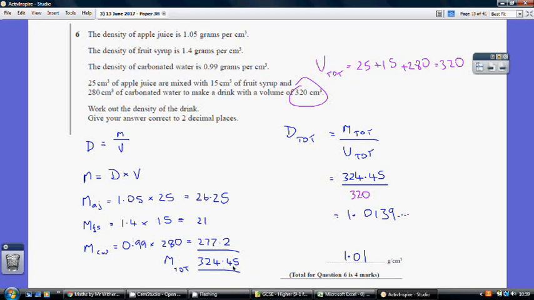324.45. Now we know their total volume just by adding up the volumes we are given, which is 25, 15 and 280. So we know the total mass, and the total volume is 320. So the total density must be the total mass divided by the total volume, 324.45 divided by 320, which is 1.0139... So to 2 decimal places, that's 1.01.